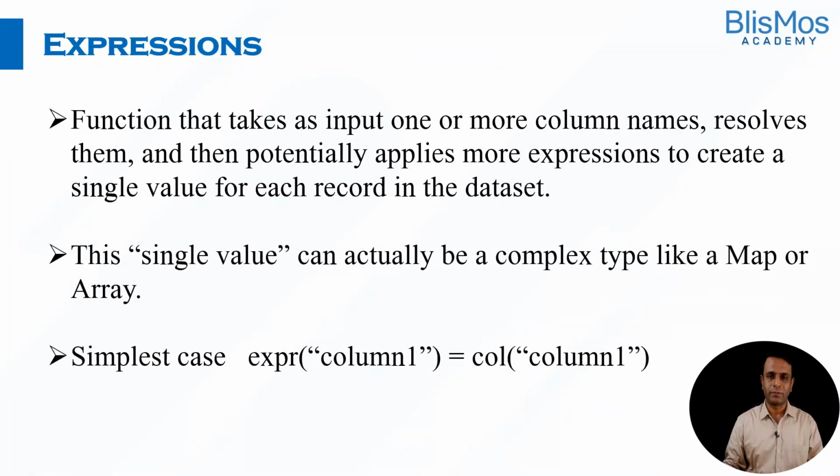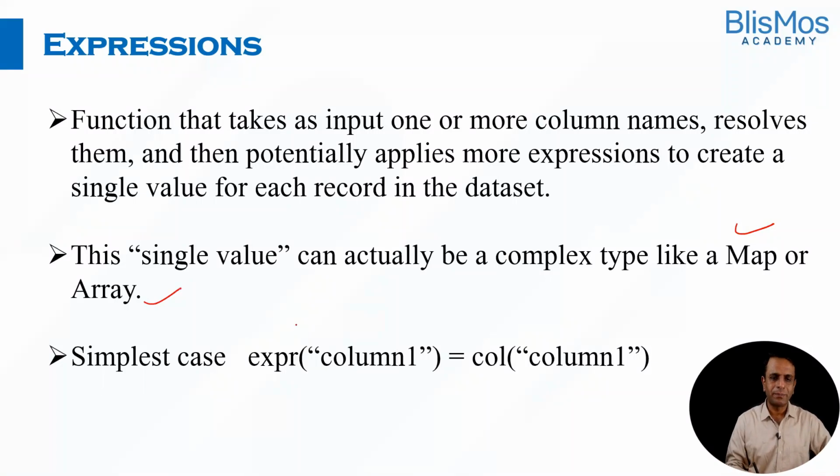Assume there is a function which accepts one or two column names as an input, and also it resolves them and applies more expressions to create a single value or a result. That is a function. Function also, in a way, we can refer to it as an expression. Whatever single value is produced as a part of this whole expression can also be a complex type like a map or array. It is not only int or some other simple primitive data types. It can be even a map or array also.